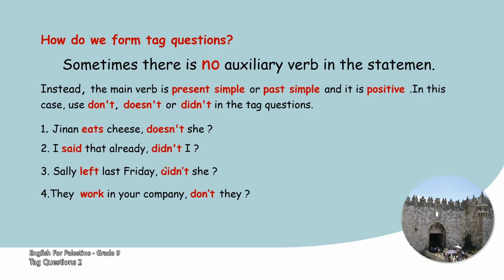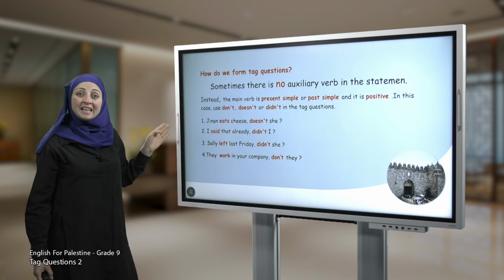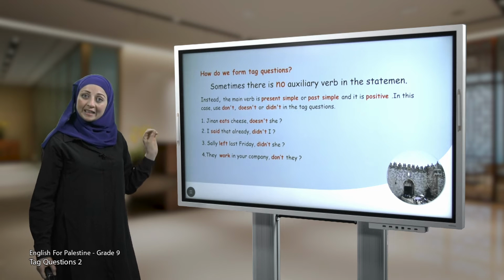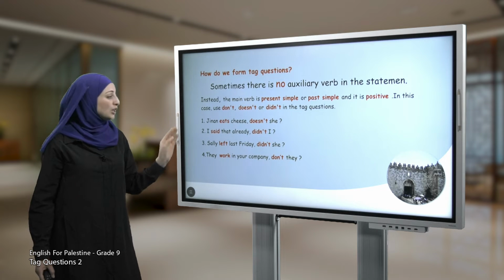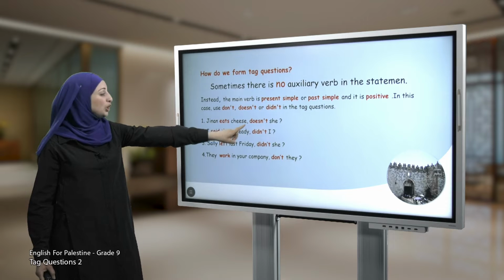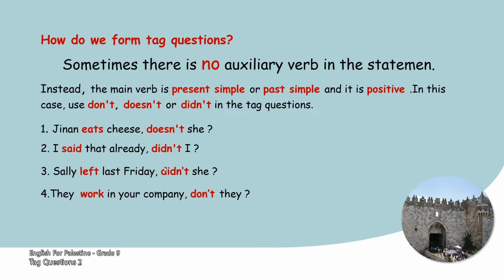Number one, Jinan eats cheese. Where is the verb? Eats is the verb and it is simple present. So the tag question will be doesn't she. I use doesn't because I have a singular pronoun, she.